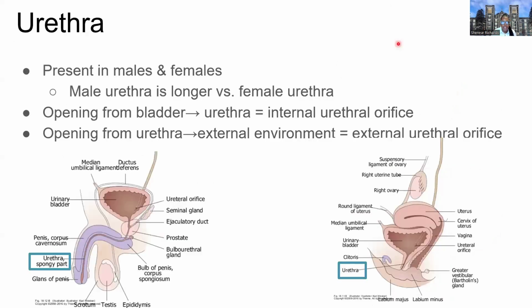Let's move on to look at the urethra. So we've talked about ureters, which collect urine from the kidney to the bladder. Now we have urethra, which is a singular structure going from the bladder to the external surface. And as you would imagine, the anatomy differs greatly by males and females.